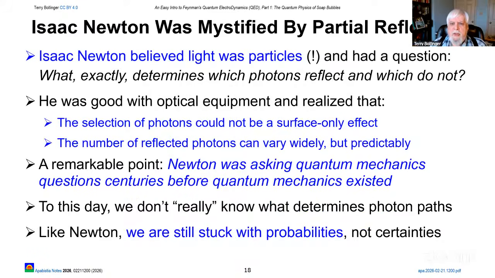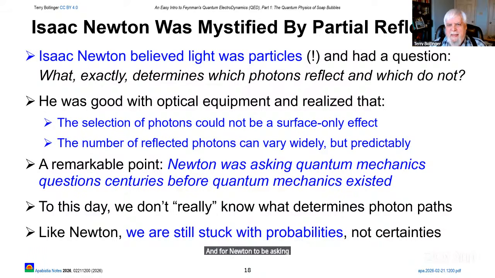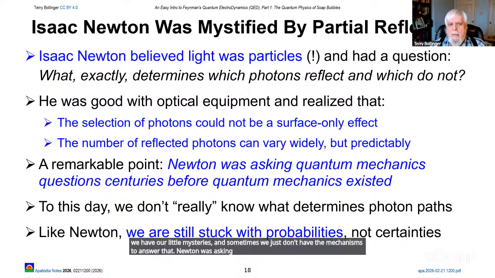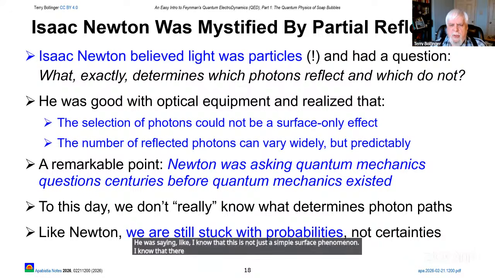Reflection could not be a surface-only effect, was what Newton realized, and it came up later. There had to be some connection with the actual structure of the glass itself. And for Newton to be asking these questions, and again, we have our little mysteries, and sometimes we just don't have the mechanisms to answer that. Newton was asking questions about quantum mechanics centuries before quantum mechanics existed. He was saying, I know that this is not just a simple surface phenomenon. I know that there's something very interesting going on.